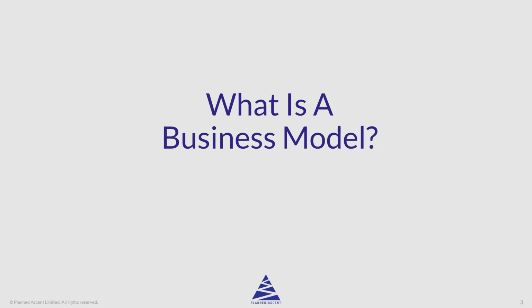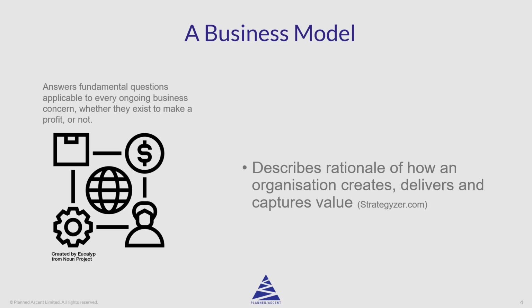What is a business model? A business model describes the rationale of how an organisation creates, delivers and captures value. 3 fundamental questions that apply to every business in every industry or sector, whether or not they exist to make a profit. It follows that every ongoing business concern is operating one or more business models, consciously or otherwise. They're creating and delivering value to somebody, and either meeting or capturing enough of a surplus over their operating costs and other obligations to be able to continue doing so.